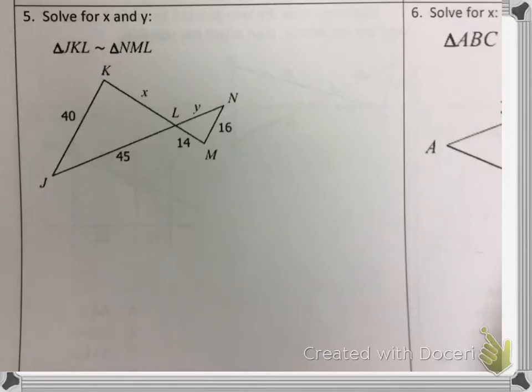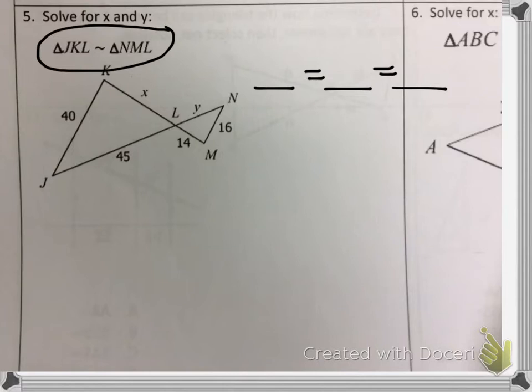Number 5, we're given a similarity statement that these two triangles are similar, and we have to solve for x and y. There's different ways that you can do this. I would actually write the 3 equal ratios that we can get from the similarity statement. So we're going to create 3 equal ratios using the order of the letters.